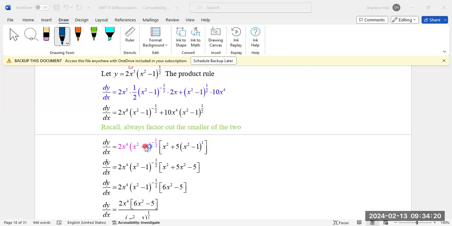What do I multiply by 2x to the fourth to give me 2x to the 6? x squared. I don't have to worry about x squared minus 1 to the negative half because it is exactly x squared minus 1 to the negative half right here. So I don't have to worry about that. Then I ask myself the question, what do I multiply by 2x to the 4th to give me 10x to the 4th? Answer is 5.